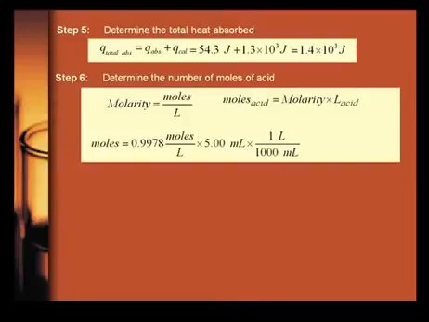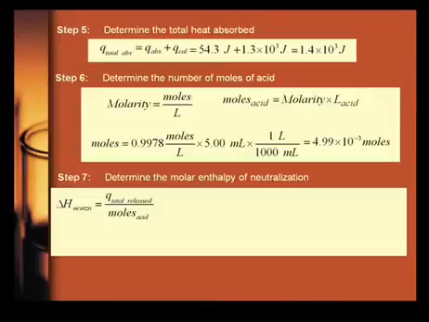So moles is equal to 0.9978 moles per liter times 5.00 milliliters, and we need to convert it to liters, and there's 1,000 milliliters in 1 liter. And we get 4.99 times 10 to the minus 3 moles of acid.